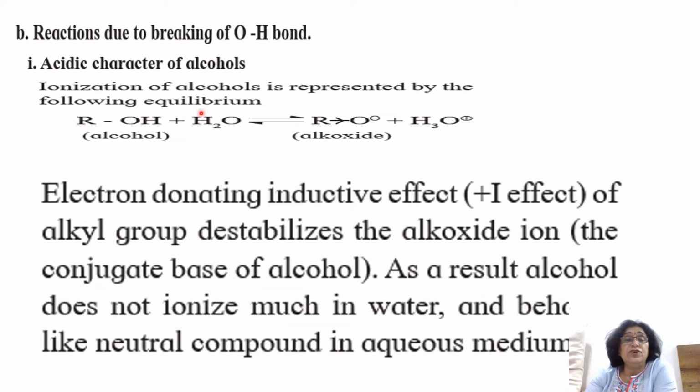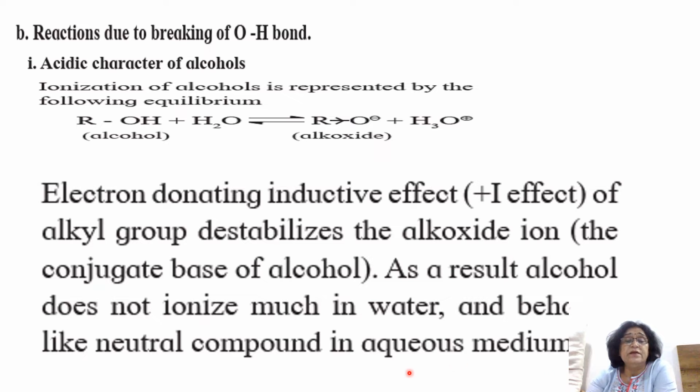The ionization of alcohol is represented by the following equilibrium. When you react alcohol with water, then what happens? Hydrogen ions are given out and alkoxide ion is formed. This hydrogen ion combines with water to form hydronium ion. The electron donating inductive effect of the alkyl group destabilizes the alkoxide ion.